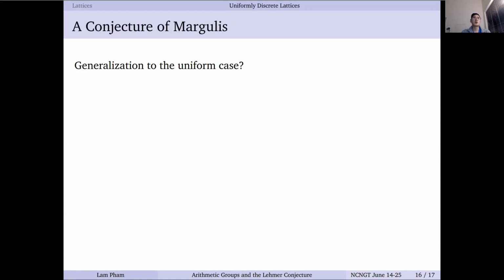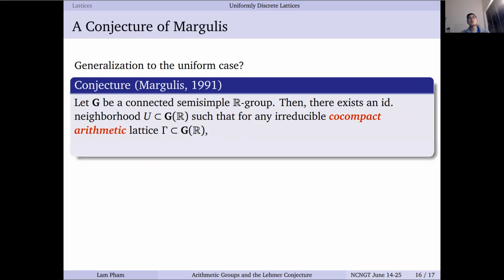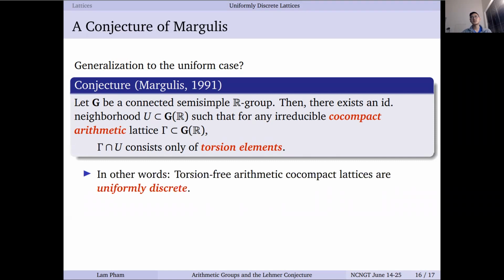What about uniform lattices, co-compact lattices? Margulis, in his book in 1991, wrote the following conjecture. If we have the same assumptions, a connected semi-simple real algebraic group, we can find an identity neighborhood of the R-points such that for any irreducible co-compact arithmetic lattice, the intersection with this neighborhood only consists of torsion elements. I will come back in a second to why I added arithmetic. Essentially, what this conjecture states is that torsion-free arithmetic co-compact lattices are uniformly discrete. If you are torsion-free, then there is an identity neighborhood that will be avoided by all co-compact arithmetic lattices at once.